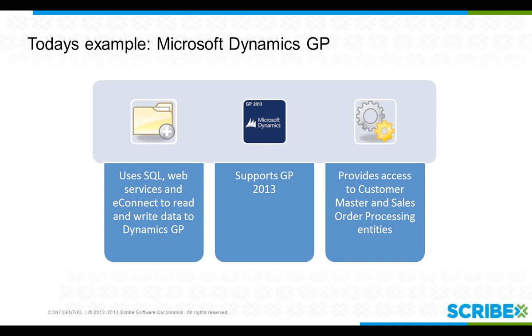If you're not familiar, Microsoft Dynamics GP 2013, which is what we're focusing on today, has a combination of these technologies available to us. Some of them offer benefits versus others, and we felt that when we put the technology together for the connector that we brought to market, a combination of these really serves us well. So we use SQL, and we use web services, which sit on top of eConnect, to be able to get to that data, read the data, as well as write into Dynamics GP.